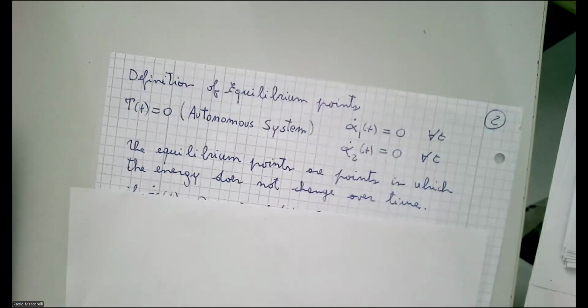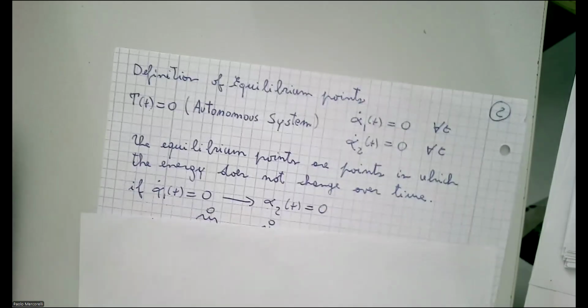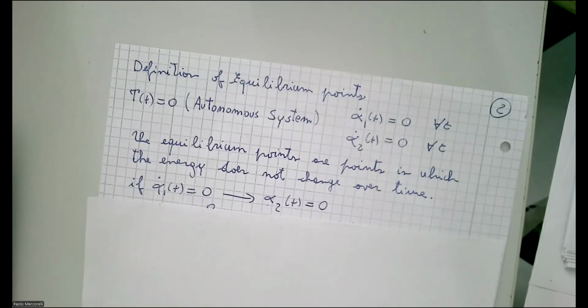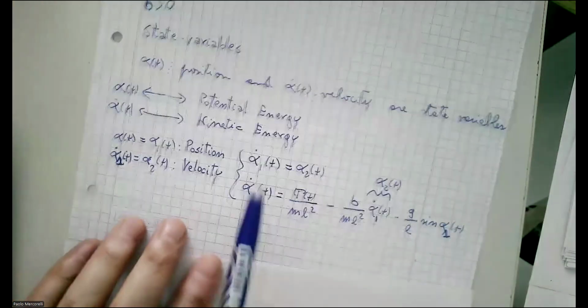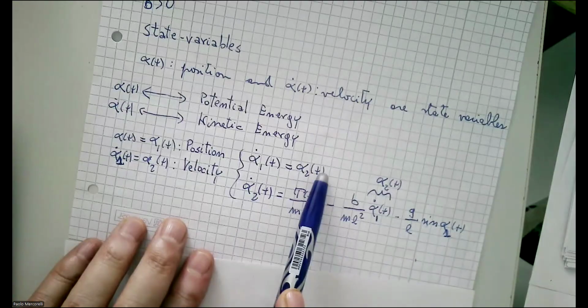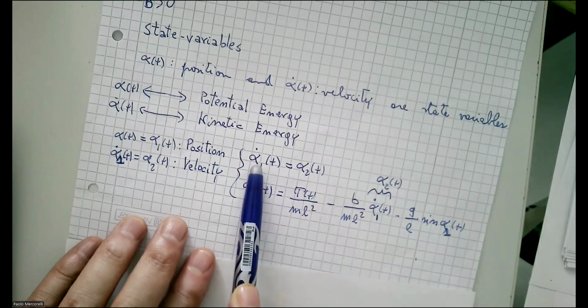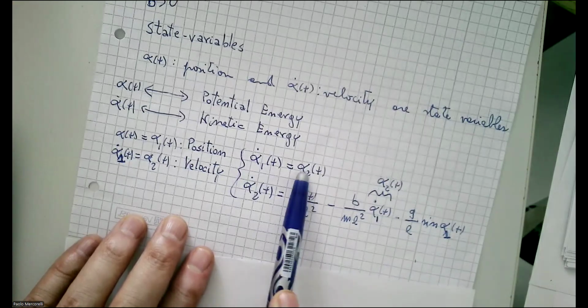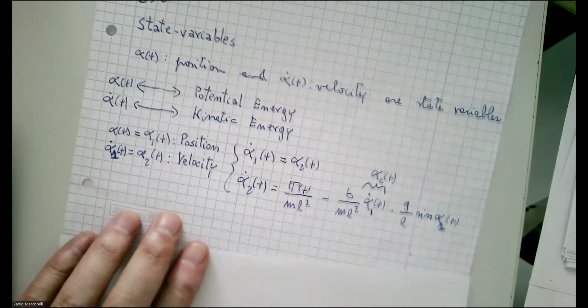For each t, all the time. Exactly as I commented here. Look, if alpha 1 dot is equal to 0, please replace this in the first equation, for instance. Easy, extremely easy. If I put 0 here, I automatically find velocity 0. This means it's necessary to have the velocity 0.